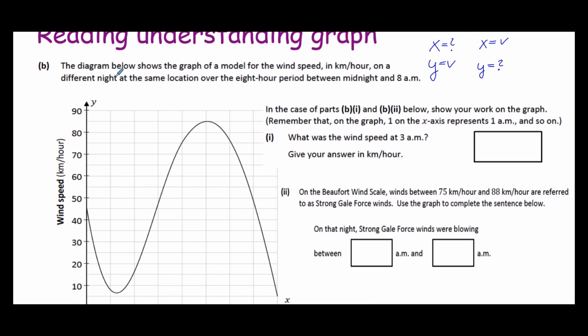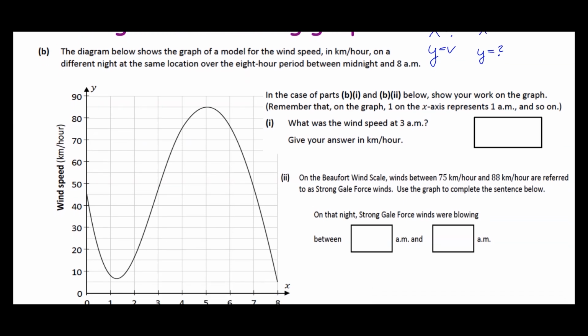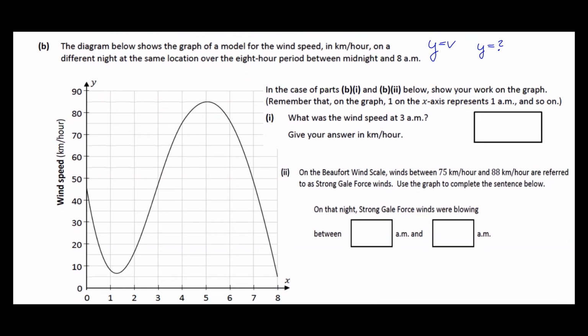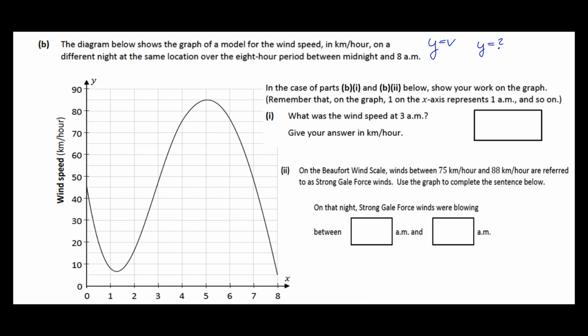So here we have the diagram below, which shows the graph of a model for the wind speed in kilometers an hour on a different night at the same location over the 8-hour period between midnight and 8 a.m. So this was a question about measuring the speed of the wind during the night, from midnight to 8 in the morning. And here we have our graph.